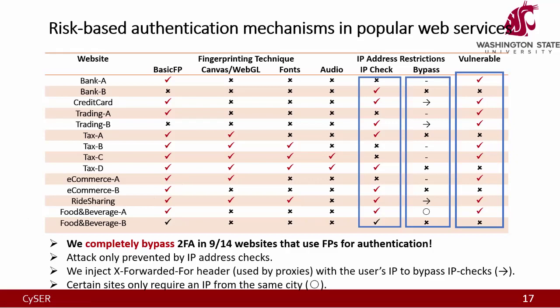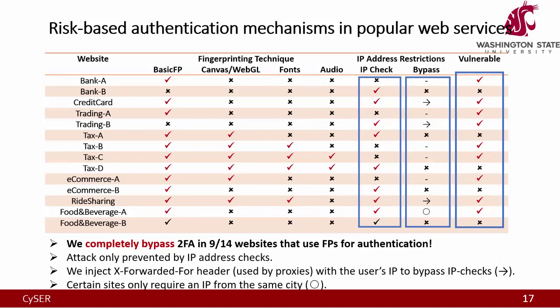So here is the question: if the authentication mechanism that uses fingerprints is vulnerable to our attack, should we just avoid using fingerprints? Should we just use cookies or IP address? If we use cookies and don't use fingerprints, the attacker can steal the user's cookie. As long as the attacker steals the user's cookie, the attacker can access the user account.